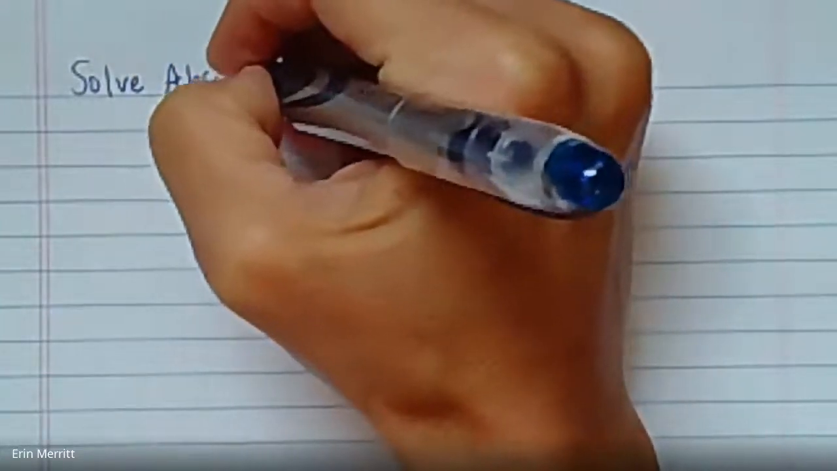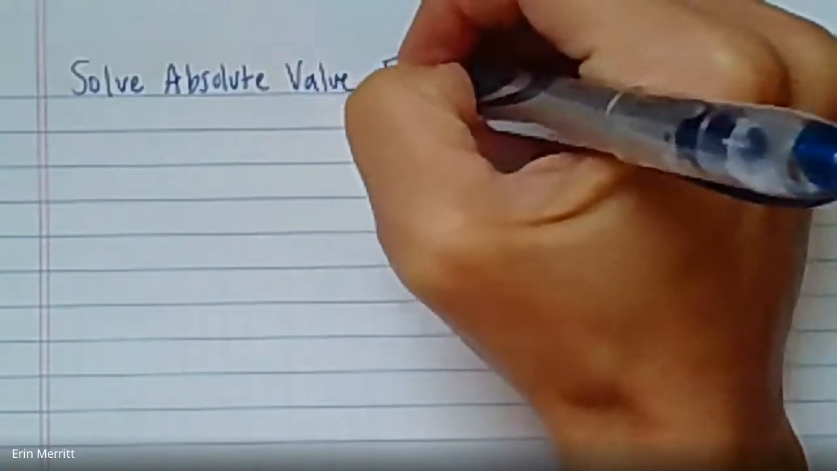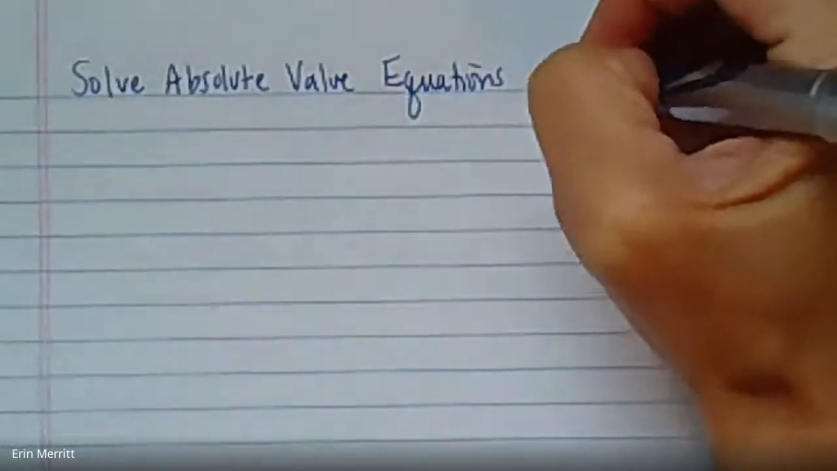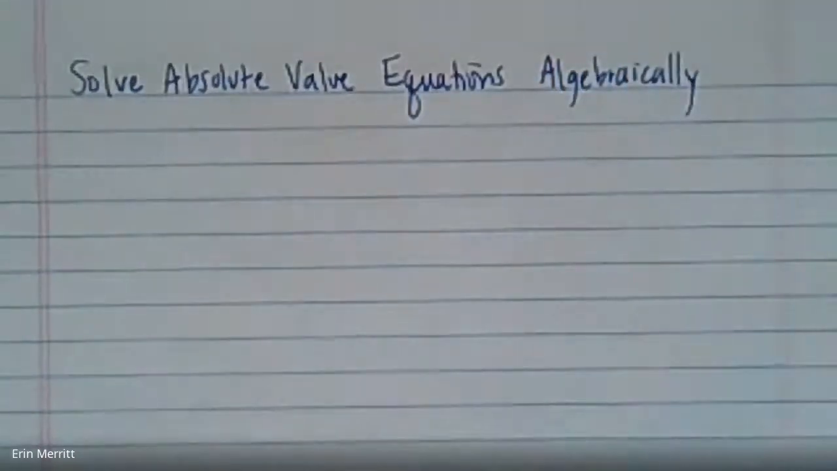So I want to do the first example where we kind of do the example and we write the notes as we go. Let me see if I can zoom in a little bit for you guys. I think that'll work. All right. So to solve absolute value equations algebraically. Whew, that's a mouthful. All right.